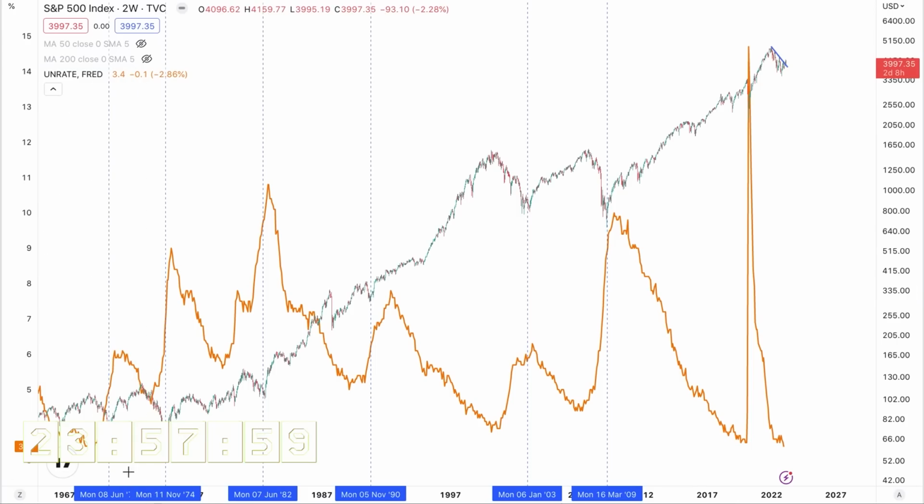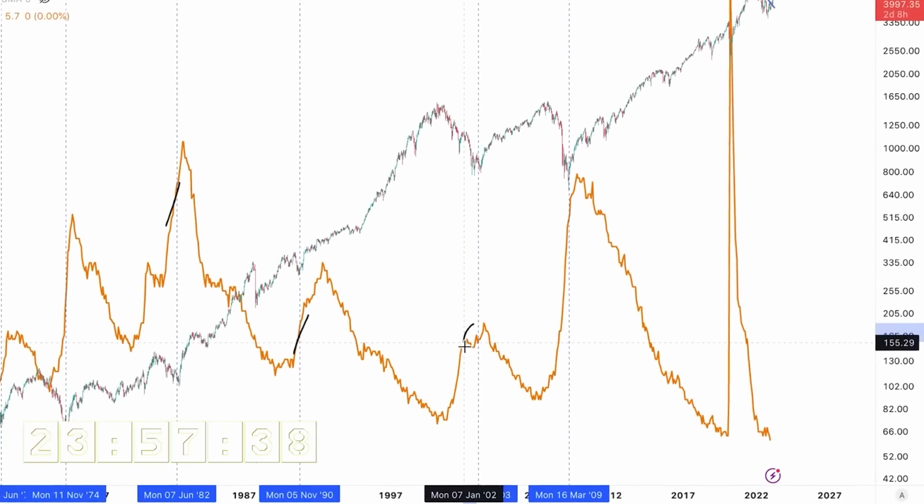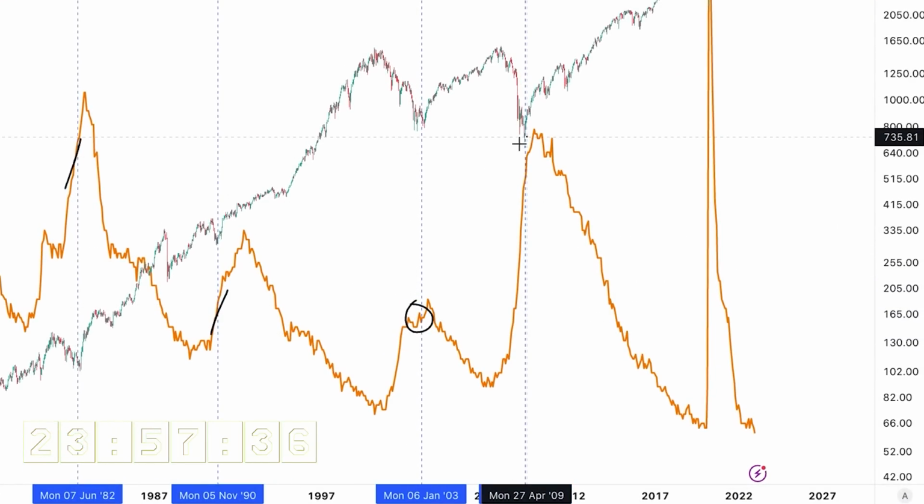So you can see where all of these bottoms occur. They systematically occur, whether you look at more recently the deflationary episodes of 2000 and 2009, or you look at the inflationary 70s, all of them systematically bottom as the unemployment rate is rising. Unemployment rate rising. Same thing in 1990. In 2003, it was peaking. In 2009, it was peaking.